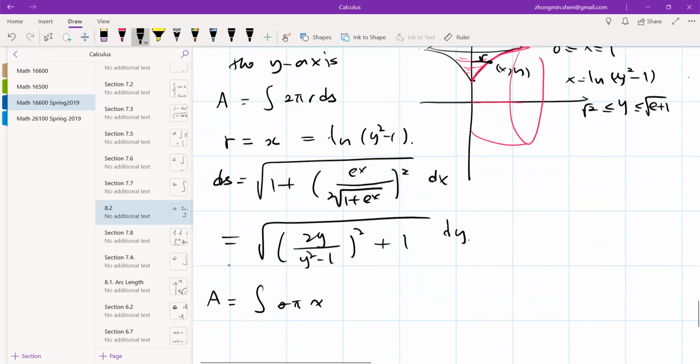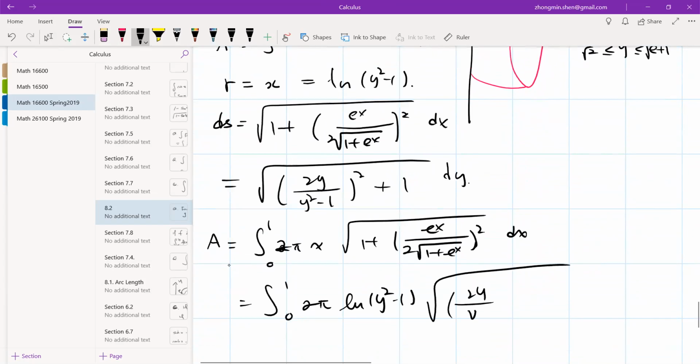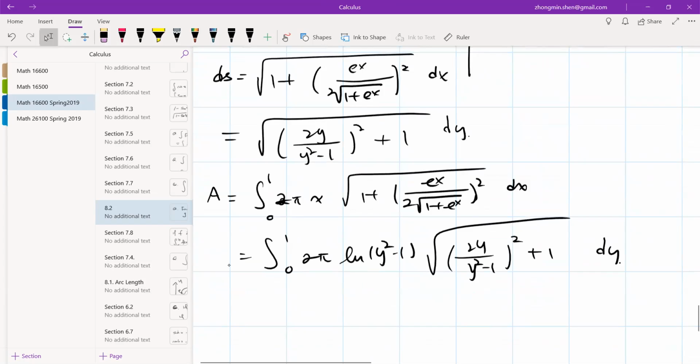2 pi x. Then use x, where x is between 0 and 1. But if you use a y variable, x is going to be natural log of y squared minus 1. Then inside, this is almost impossible to evaluate, right? But you have two integrals for the same surface area, okay?